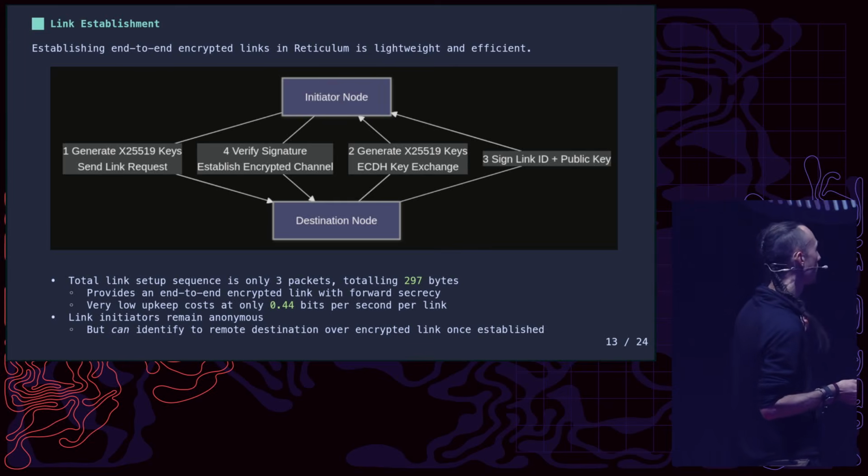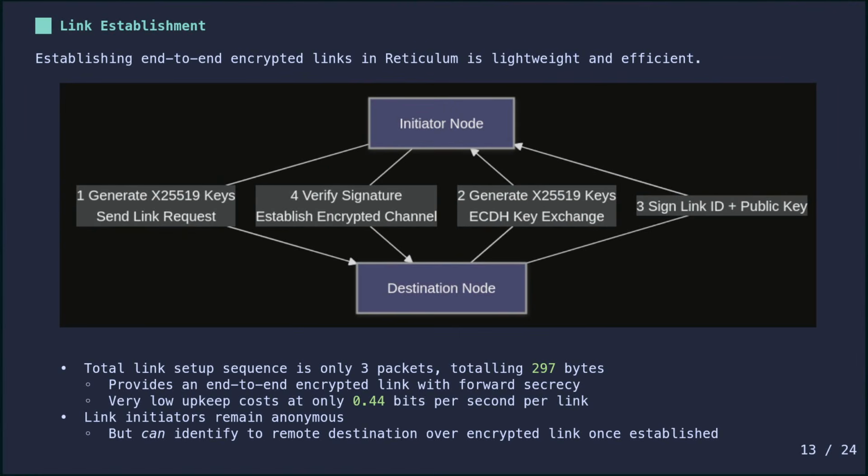And this construction is very lightweight. It only requires 3 packets to be sent back and forth over the network. That's 297 bytes. So again, this works even in extremely bandwidth-constrained environments. And it provides an end-to-end encrypted link with forward secrecy.